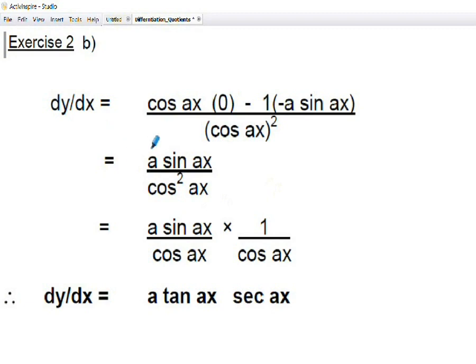What I did do here is the sine ax upon cos ax, of course, is tan ax, and 1 upon cos ax is sec ax. So that's where that final expression comes from. But I'll let you look at that at your leisure.